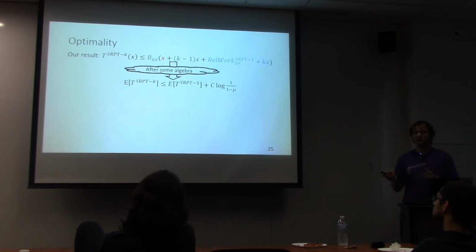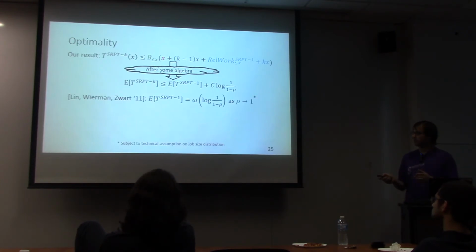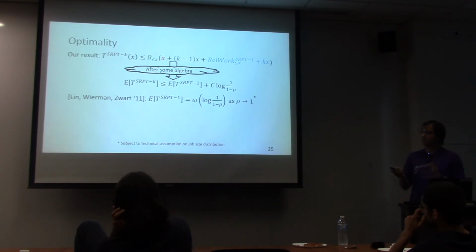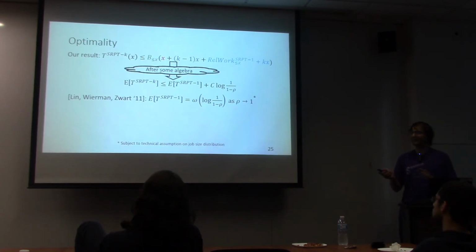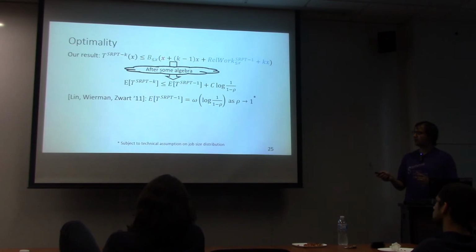Well, there's a very powerful result thanks to Lin, Wierman, and Zwart. This result, this holds for all rho, no matter what. This is just a bound. It's great. But we can take this extra result by Lin, Wierman, and Zwart. What they show is that the mean response time under SRPT-1 in the limit as load goes to 1 is asymptotically larger than log of 1 over 1 minus rho, subject to some technical assumptions about the job size distribution. So this is asymptotically larger than this. As a consequence, in the limit as load goes to 1, this term dominates.